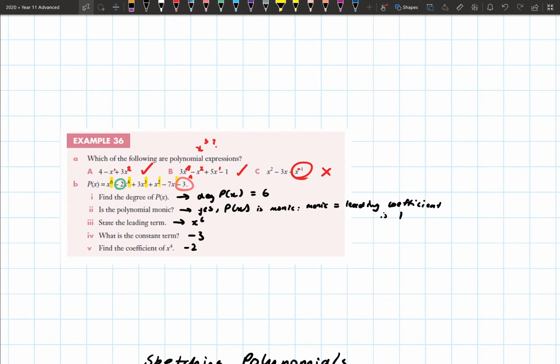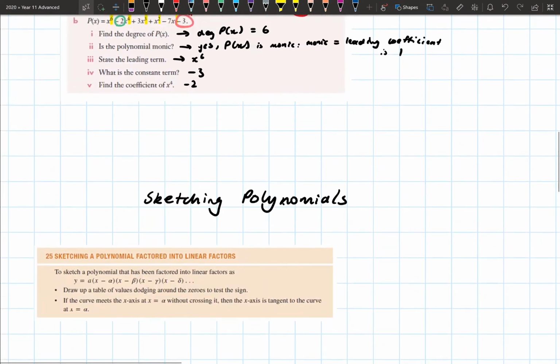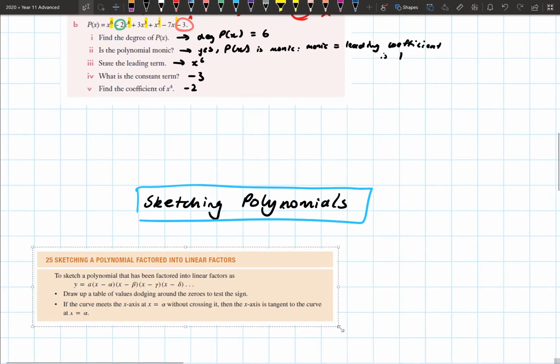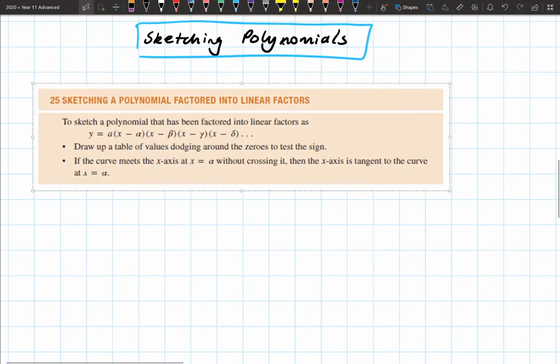Now in this section, we actually need to have a look at how we sketch polynomials, just like we did when we were sketching quadratics and also cubics. Now in your booklet, I've already given you these steps here. When you're sketching a polynomial that is factored into linear factors, and for the sake of this part of the course, they are going to be factorized for you already, most of the times, I think.